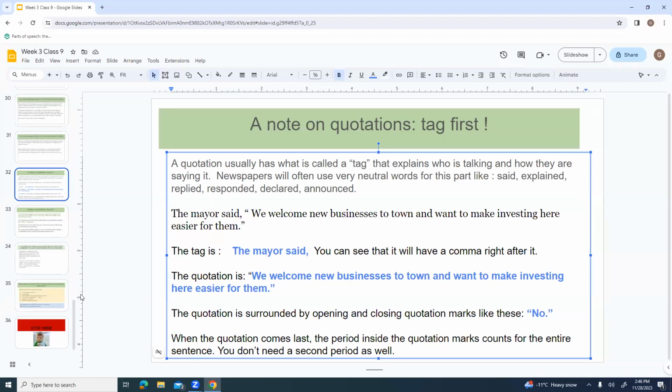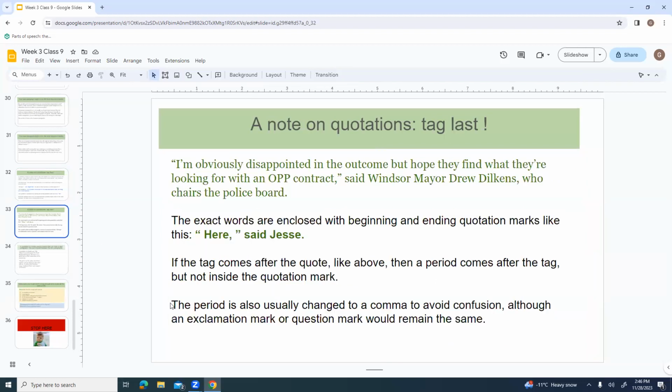I'm not going to go into a whole lot of detail because quotation marks have a lot of tricky little bits and pieces to them. Sometimes the tag comes last. So the quote comes first, the tag comes last. An example here is from the Windsor Star. "I'm obviously disappointed in the outcome, but hope they find what they're looking for with an OPP contract," said Windsor Mayor Drew Dilkins, who chairs the police board.